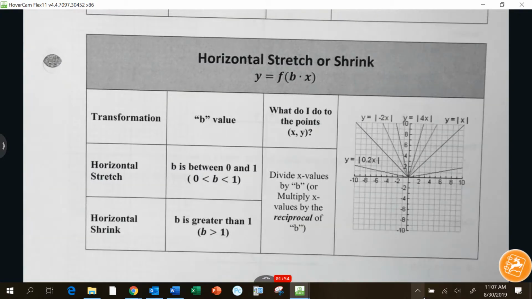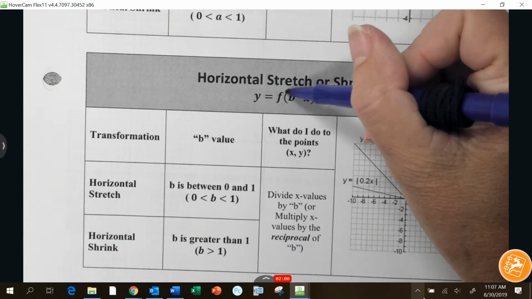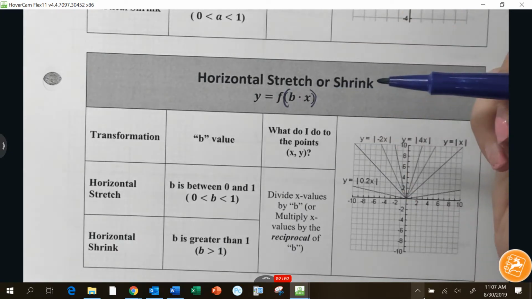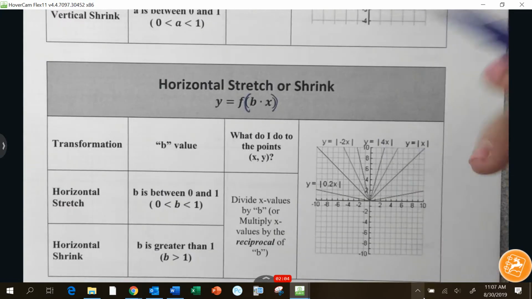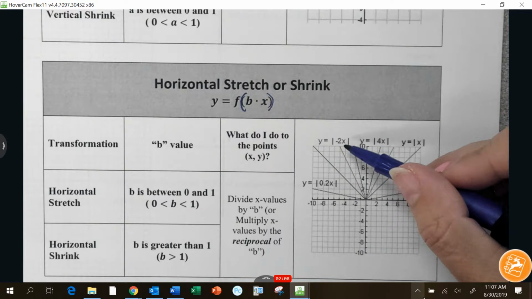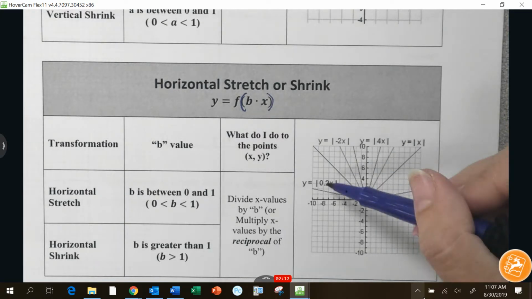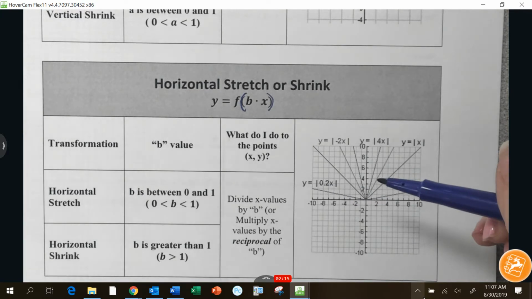And then in the equation, you will see that horizontal is a number that is multiplied by the x inside of the actual function. So here's an example where we have -2 inside of the absolute value x, or 4 inside of the absolute value x, or 0.2 inside of the absolute value of x. It's inside.